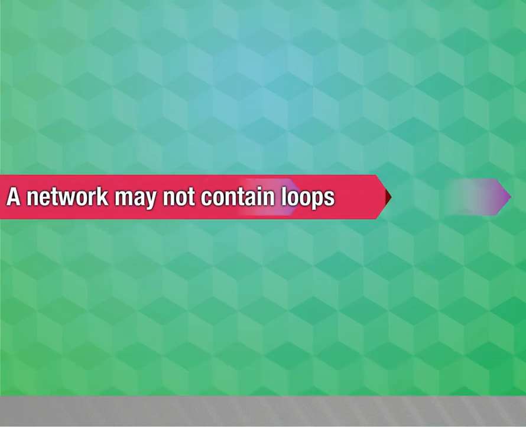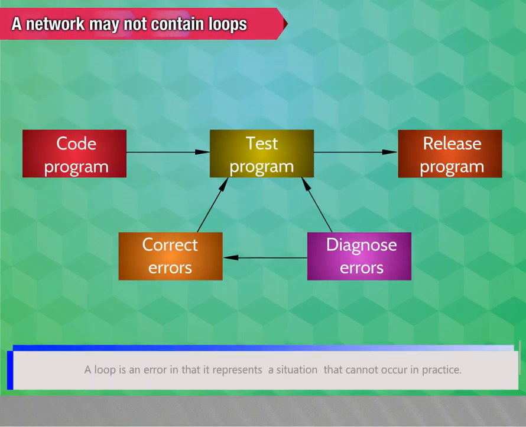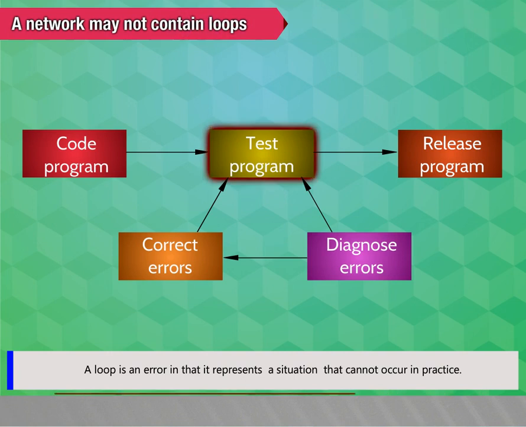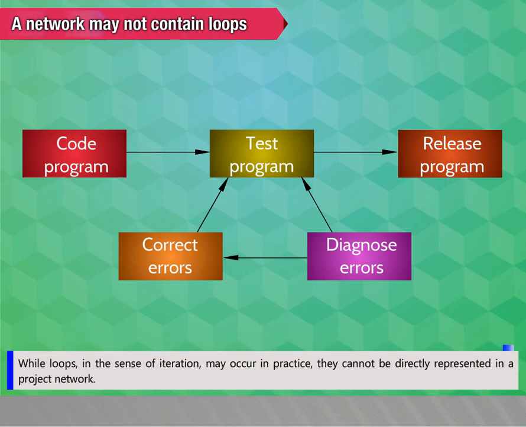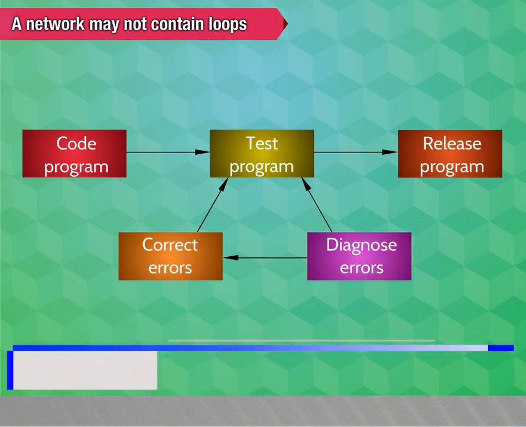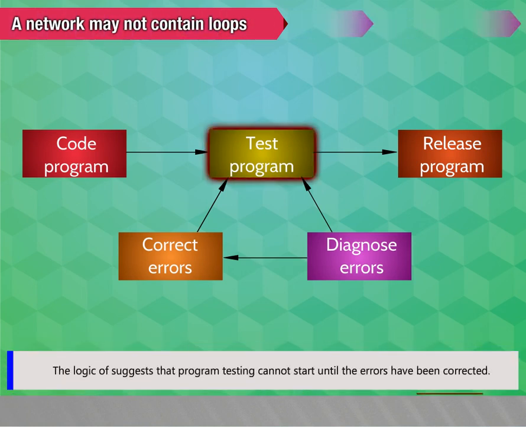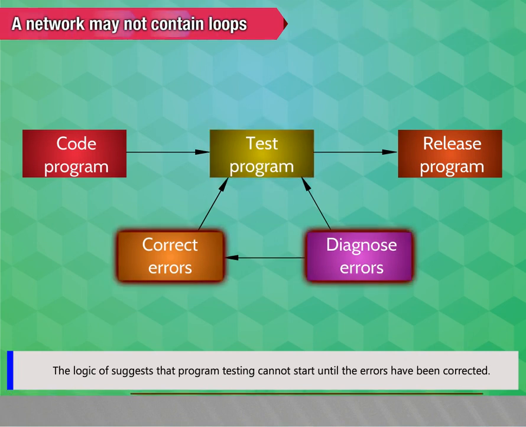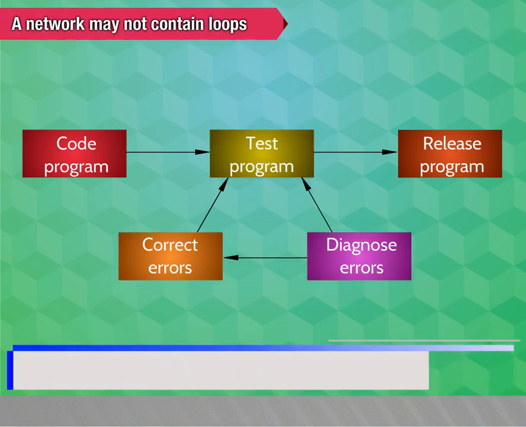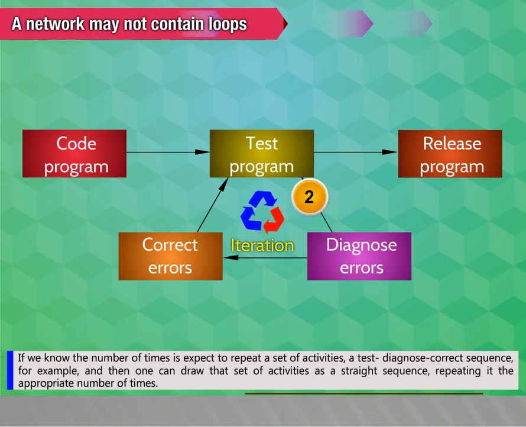A network may not contain loops. A loop is an error in that it represents a situation that cannot occur in practice. While loops in the sense of iteration may occur in practice, they cannot be directly represented in a project network. The logic of the figure suggests that program testing cannot start until the errors have been corrected. If we expect to repeat a set of activities, a test, diagnose, correct sequence for example, then one can draw that set of activities as a straight sequence, repeating it the appropriate number of times.